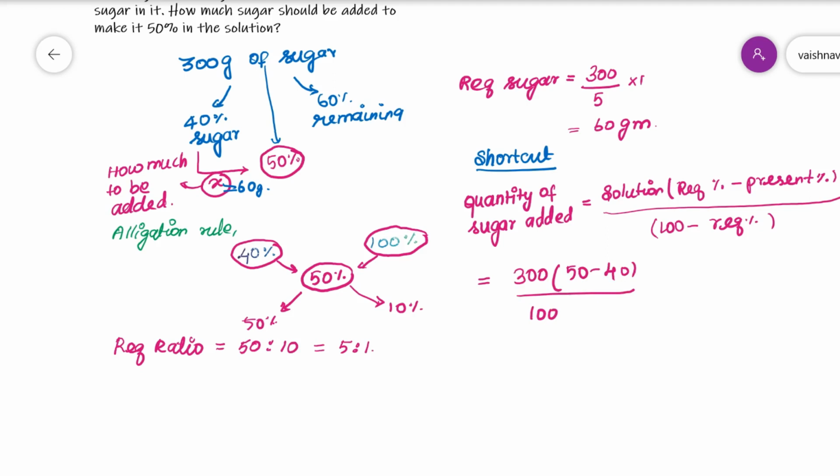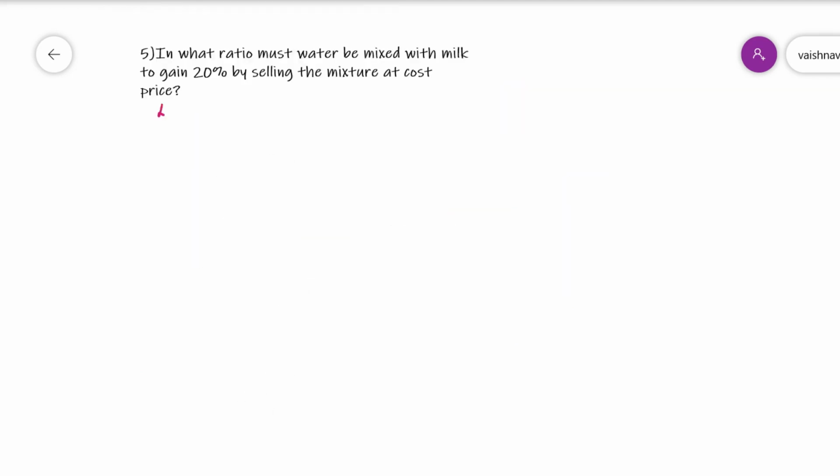If you can remember the formula after practicing so many times, you can directly use it. It is in 2 or 3 simple steps you can get it, but I always prefer to do it with the detailed method. Next problem is, in what ratio must water be mixed with the milk to gain 20% by selling the mixture at cost price? By selling the mixture at cost price.